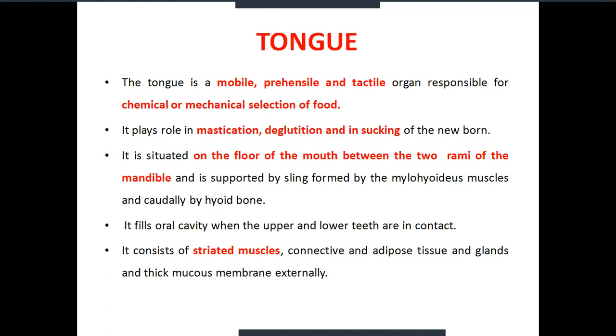So this tongue is mobile, which means it has movement. It is prehensile and a tactile organ, because it also has some sensory structures. All these things are responsible for the chemical and mechanical selection of the food for the animals. It also plays an important role in mastication, deglutition, and sucking in the newborn.